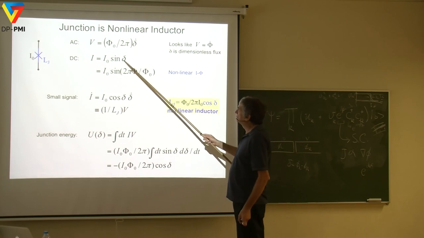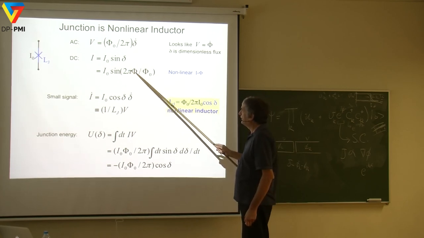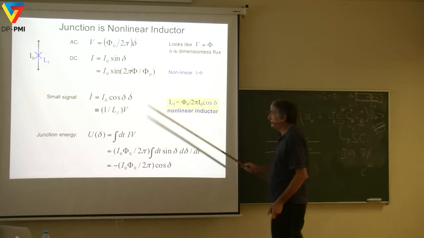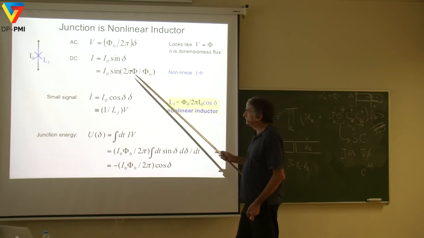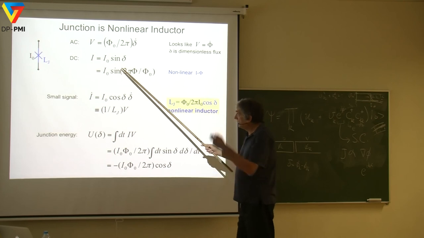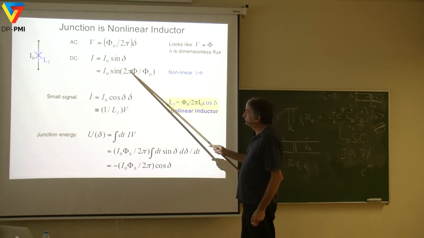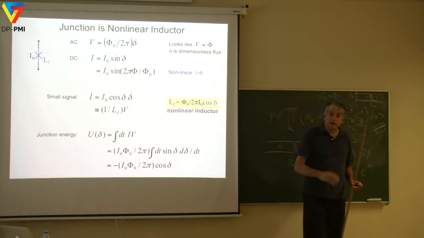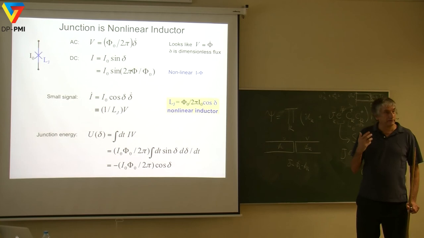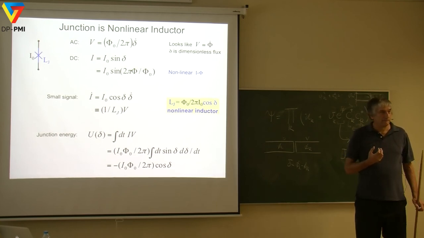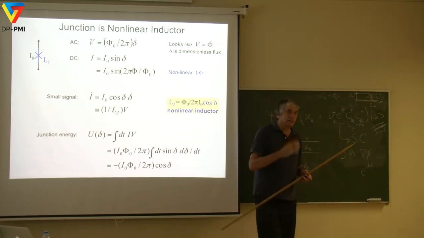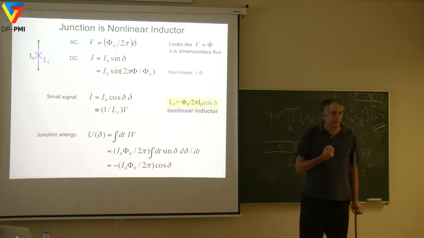So because of that, I'm just going to write delta as 2 pi phi over phi naught. And the reason I do this is that you can immediately see this looks like an inductor. You know, an inductor has I equals flux over L. And if you make the flux here small, you can see sine of x goes to x, and you see a linear relationship between current and flux. But now, because of the sine, it's turning it into a nonlinear inductor, which is what we want. So you can see that this nonlinear current-phase relationship is what's giving us the nonlinear inductor that we're going to use. That's the whole point of this.